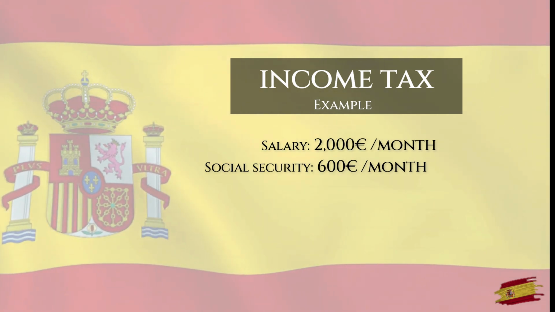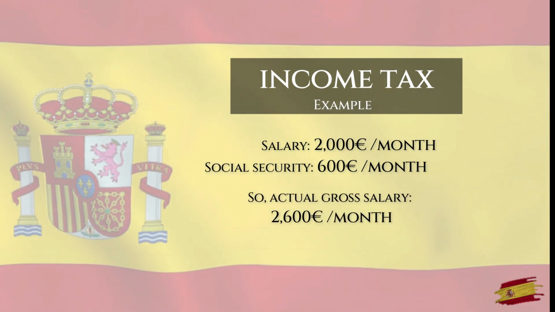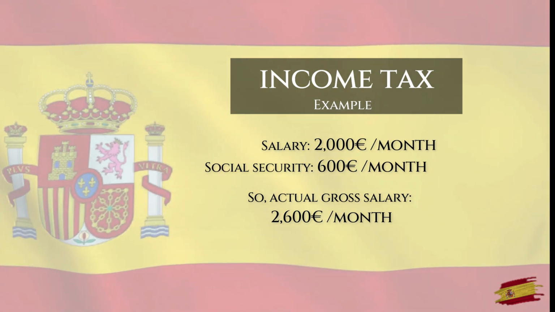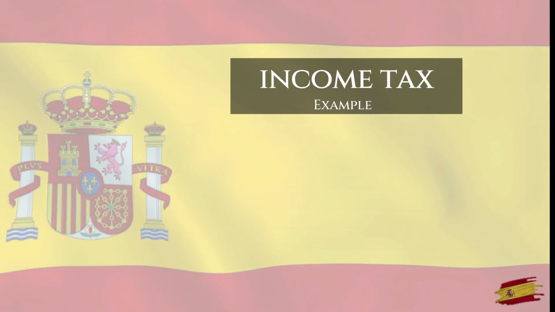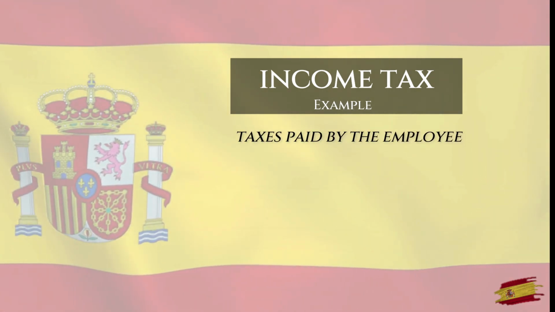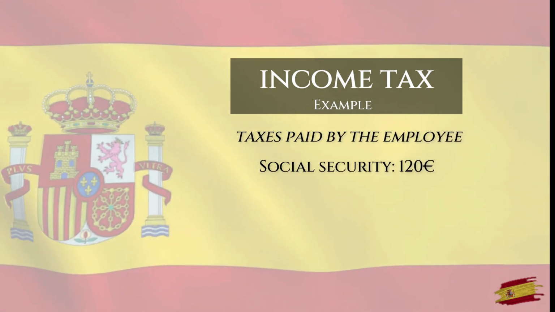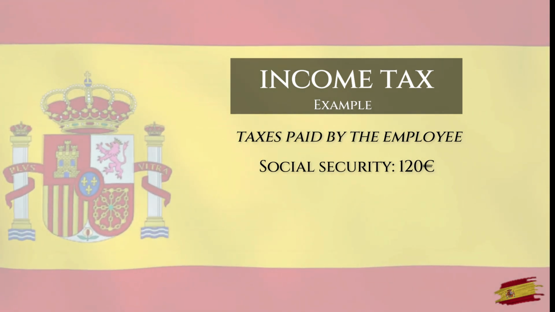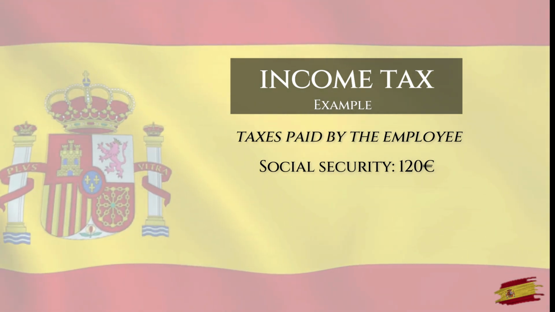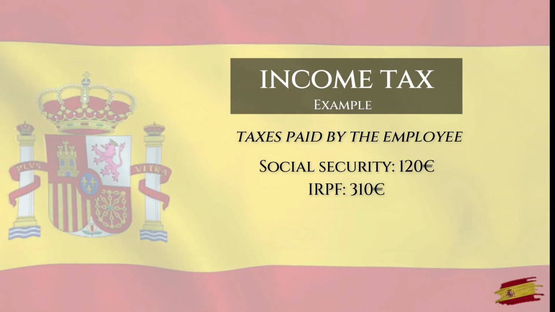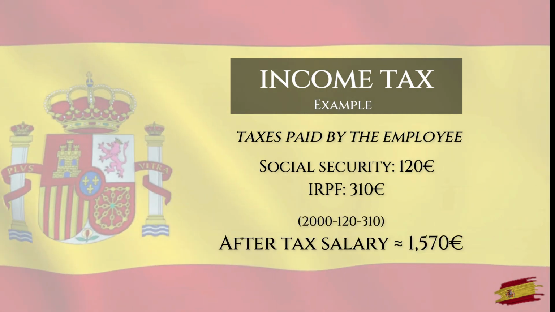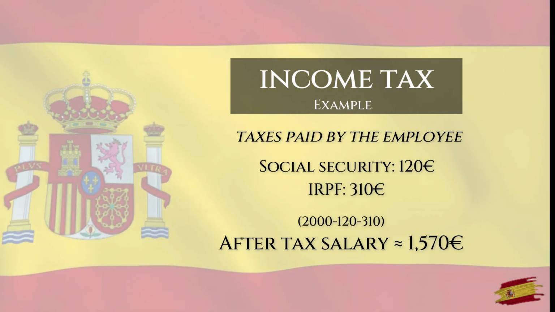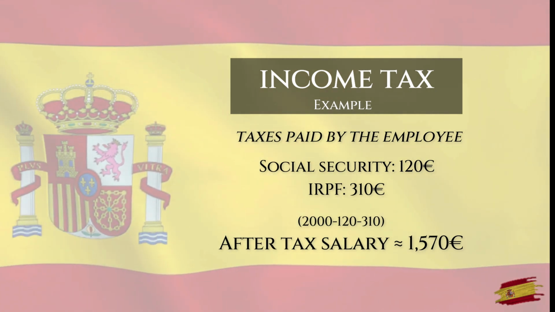This means that the gross salary in reality is the 2,000 euros plus the Social Security paid by the employer, thus 2,600. Then the employee also pays around 6% in Social Security, so let's add around 120 euros. Then we get to the IRPF income tax, and here we use the tax calculator, which says 310 euros. This means that the net salary per month would be 1,570 euros. So how much are you actually paying in taxes?